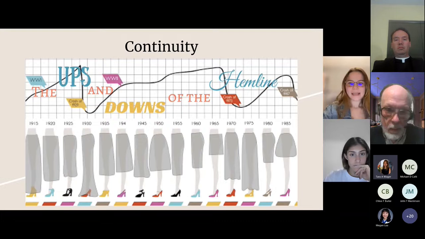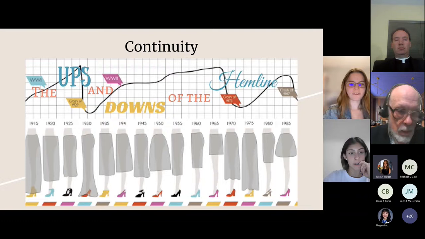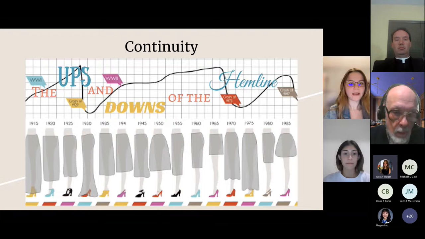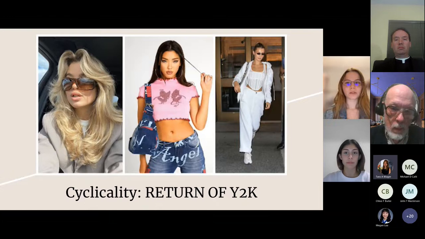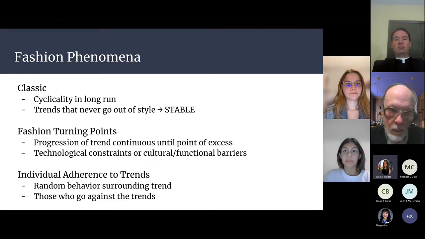So this is the example we have that shows that in 1915 we had the long skirt, but then again in the 1970s, it's the same thing. And you can see the ups and downs of the hemline, and it's important to know that for our research because we needed to understand that fashion trends will come back no matter what the product is. Again, the cyclicality, the return of Y2K, the early 2000s, and now it came back not only 20 years later.